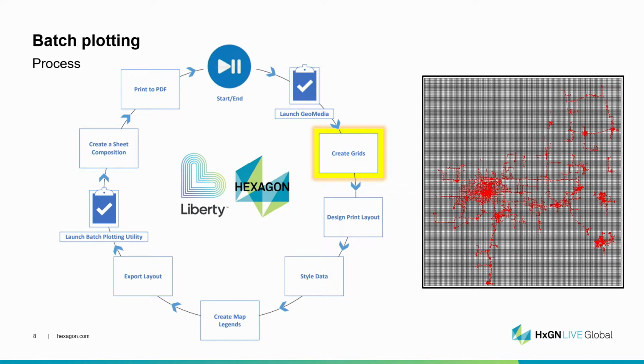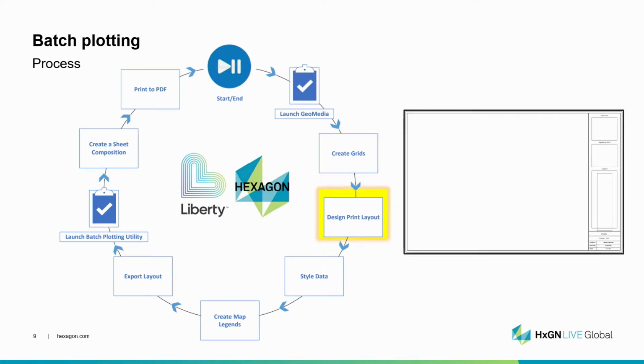Now, there are several ways to create grids, and I won't go into detail here, but one thing you want to consider is the size of the grid. For example, I wanted to be able to print a grid, if necessary, on a 24 by 36 inch sheet of paper and have everything in the print scaled appropriately. Once you've designed your grids, now you're ready for your design print layout.